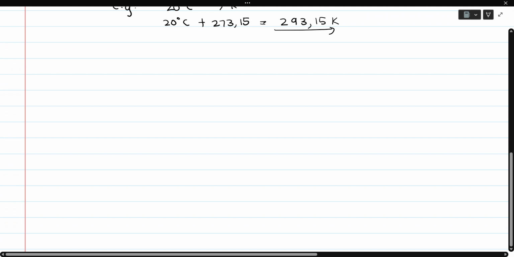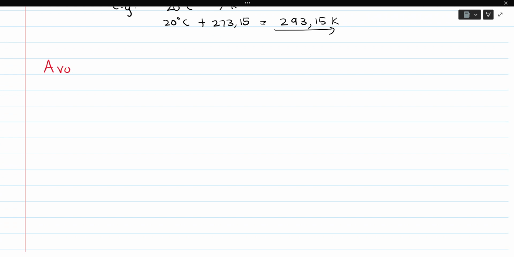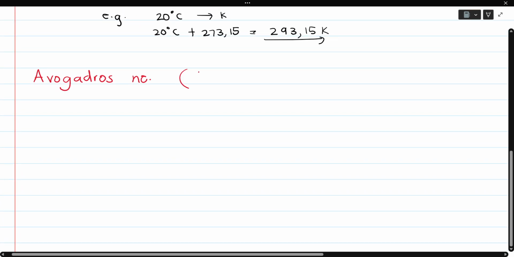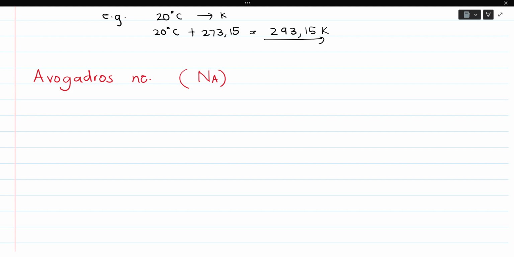If we remember previously when we talked about Avogadro's number, it is a very special unit that we use. We use the symbol N_A to represent Avogadro's number, and basically what it tells us is the number of particles present in 1 mole. The key word here is particles, and we'll explain what this means.